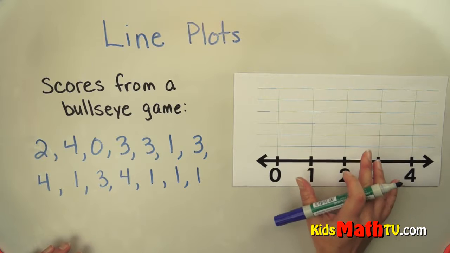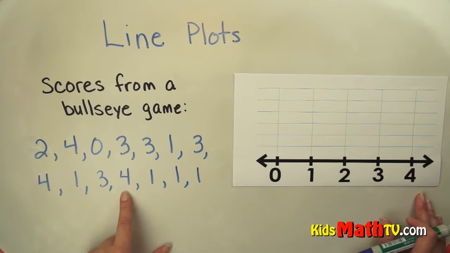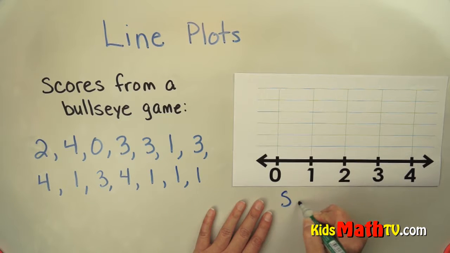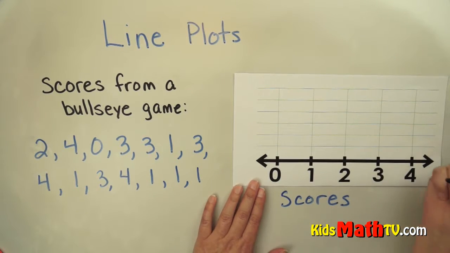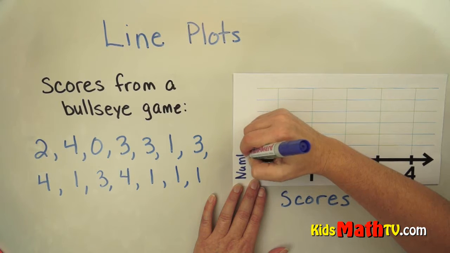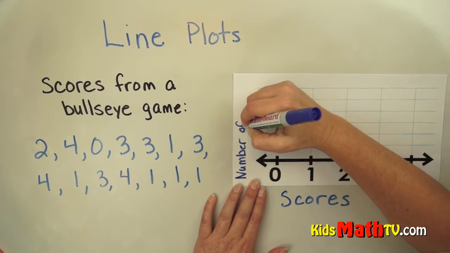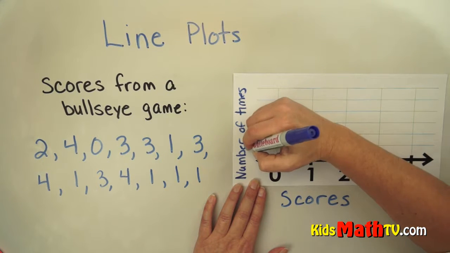So I'm going to do this line plot. So I have this number line from 0 to 4 because those are my scores. So I'm going to write down here score. Okay, and then this is the number of times I got that score. So number of times scored.